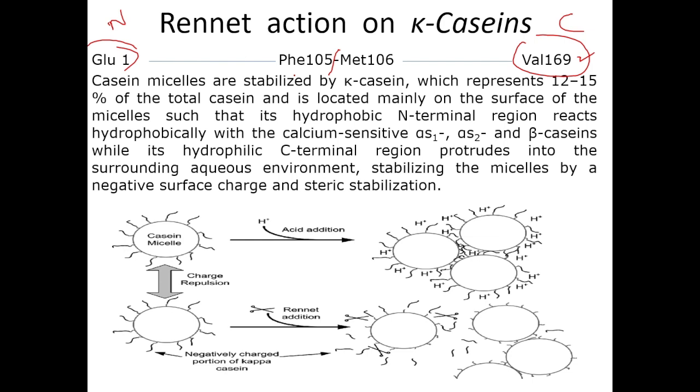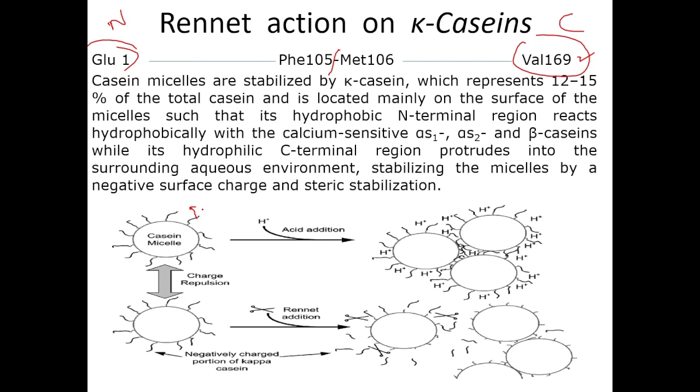Casein micelles are stabilized by kappa casein. If you see the structure, the casein micelle is spherical in shape, and at the core we have alpha S1, alpha S2, and beta casein, and the kappa casein protrudes from the micelle as a hair structure. Because of the negative charge on the kappa casein and the steric hindrance, the casein micelles are stable and do not get aggregated or precipitated.